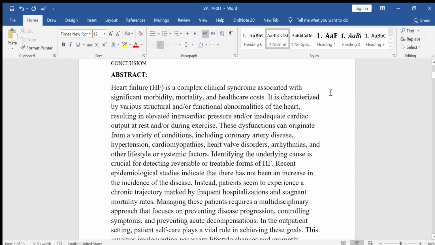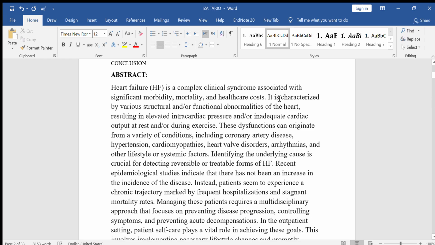Firstly, we see the abstract. In this abstract, we discuss what heart failure is, what the symptoms of the disease are, what scanners are, and what microelectromechanical scanners are, which can be used for this disease.